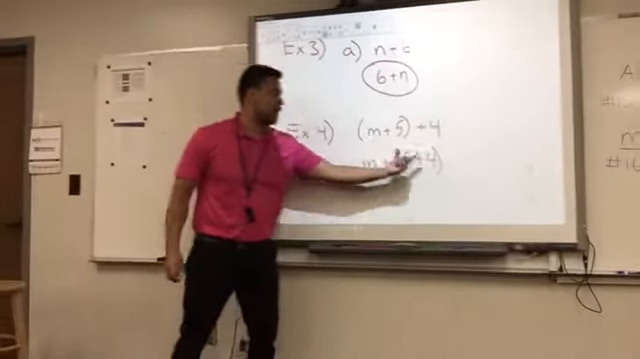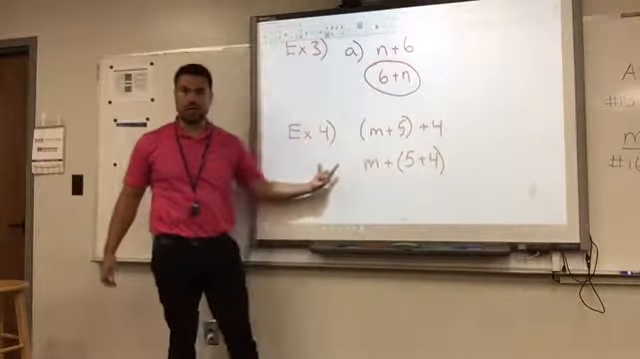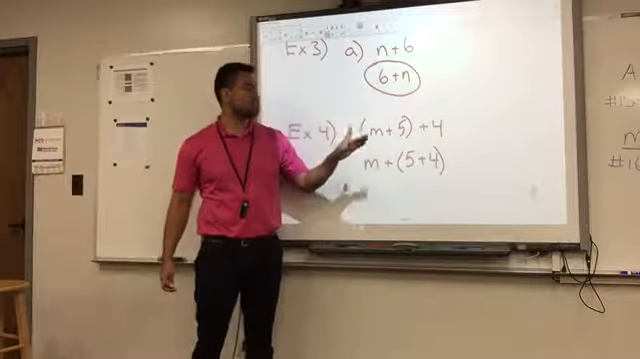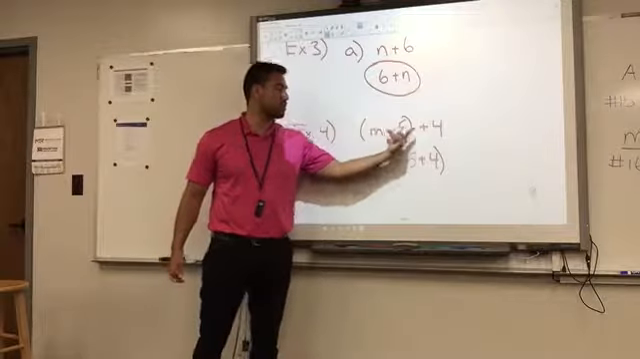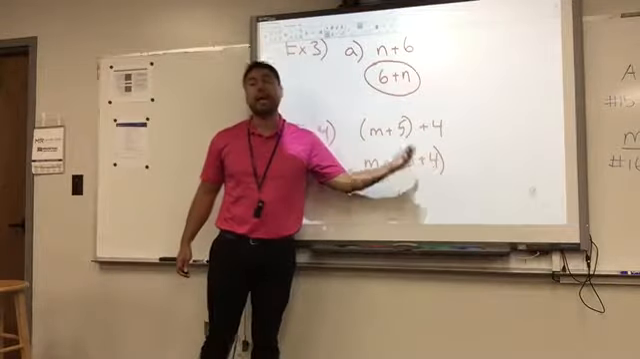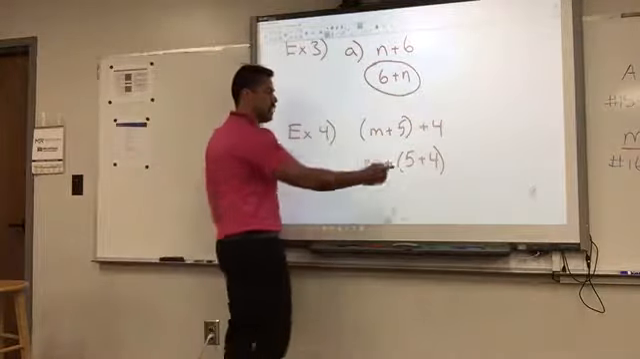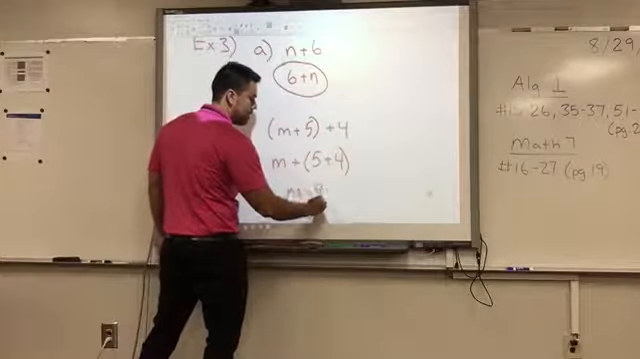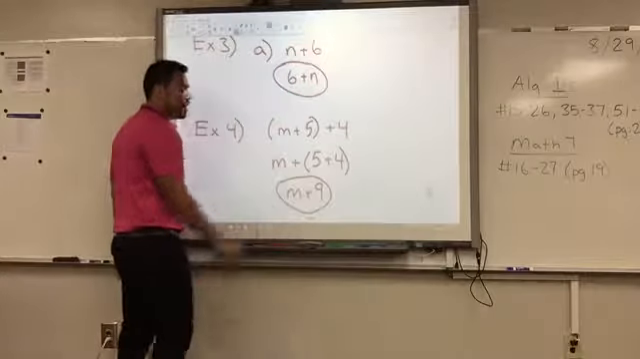If I were to move the 5 plus 4 over here, what property am I now using? So if I only use the associative property, I have to move those parentheses between the 5 and the 4, and then simplify. So what's 5 plus 4? 9. So my answer is going to be M plus 9. These two do not combine anymore.